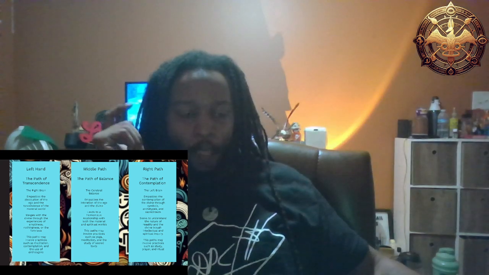So the idea here of the left, right, and middle path. The right path is more related to contemplation, and the left-hand path is more related to transcendence. And so let's get into that a bit before we move on to the next section here.